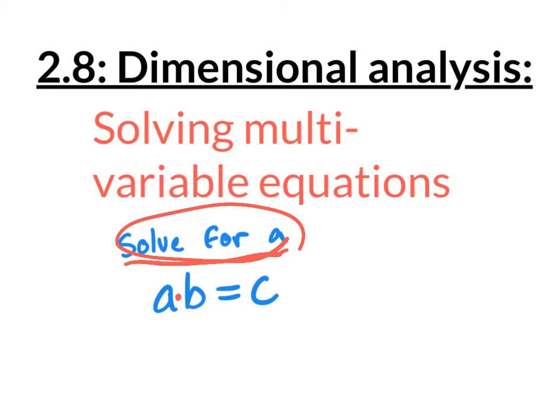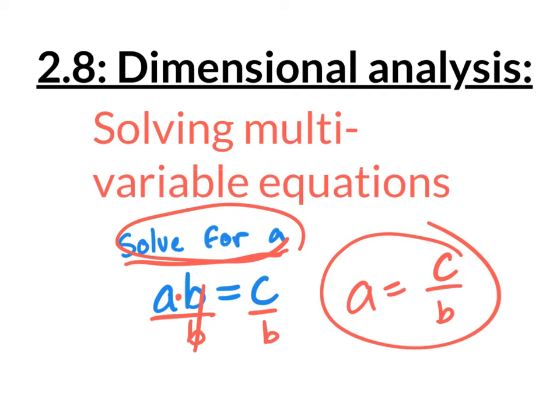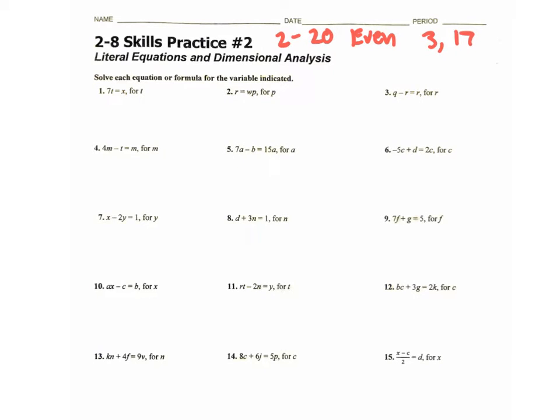Yeah, the opposite of multiplying is dividing. So we're going to use a fraction bar. That's really a division bar. So divide by B cancels out. What I do to one side, I must do to the other side. And guess what? I'm done. A equals C over B. Ta-da! That's the fancy word dimensional analysis, right? All we're doing is solving equations that have more than one variable, and we're solving for whatever variable they tell us. So let's jump right into the practice for today.